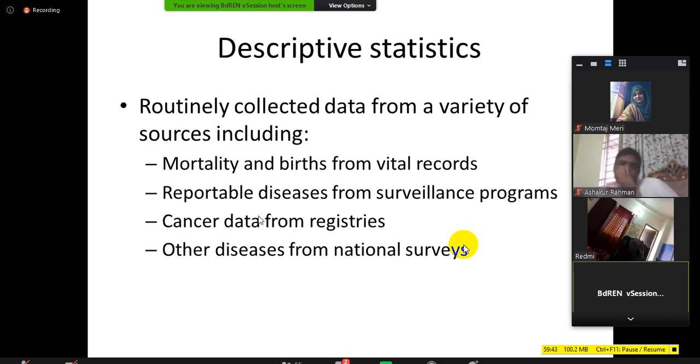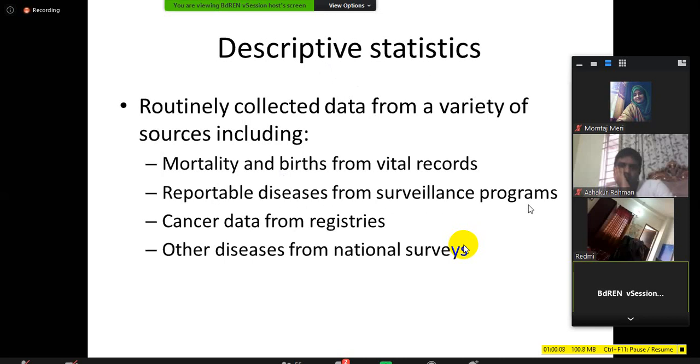Another register book is available in many countries. Even Bangladesh also trying to organize that registry that is called ক্যান্সার রেজিস্ট্রি। হ্যাঁ, একটা দেশে ক্যান্সারে কি কি ধরনের ক্যান্সারের কজ, এটার একটা রেজিস্ট্রি বুক আছে। So this is the source of descriptive statistics. And reportable death from surveillance program.